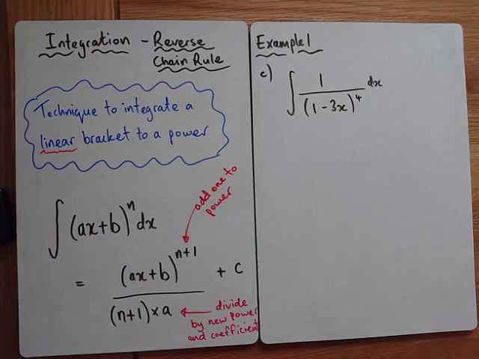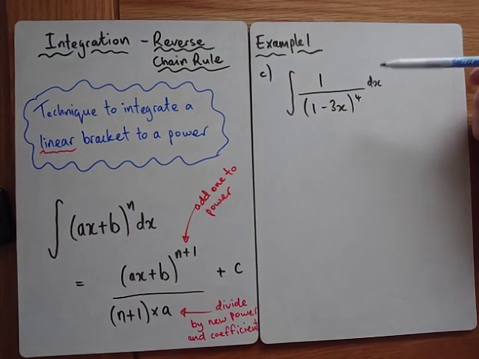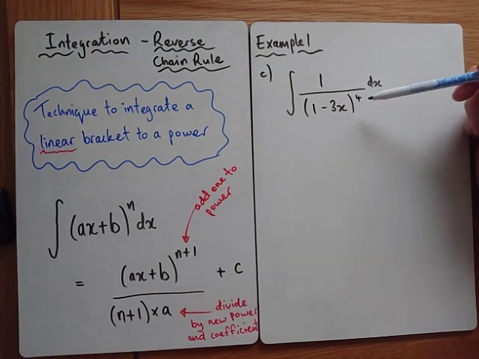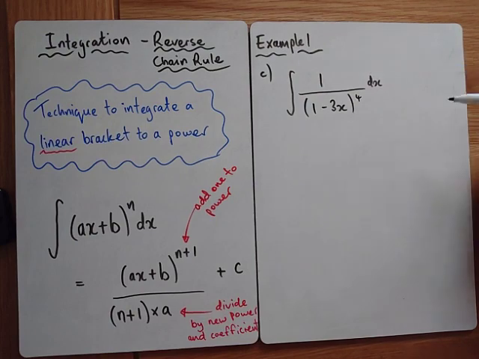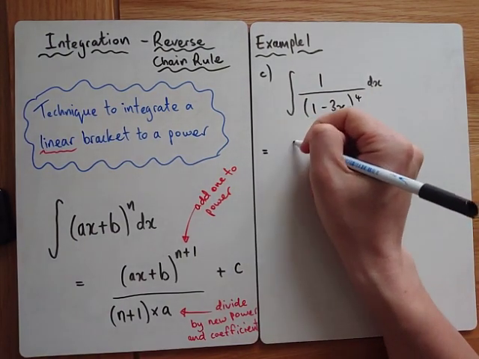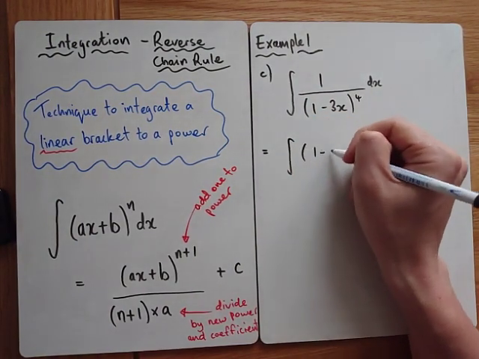Part C is, again, a fraction. So it might be worth just checking, is this a natural log derivative on top? No, that's a quartic, and if you differentiate a quartic, you get a cubic. You've not got a cubic on top. So we can just write it as a bracket to a power, which would be 1 minus 3x.